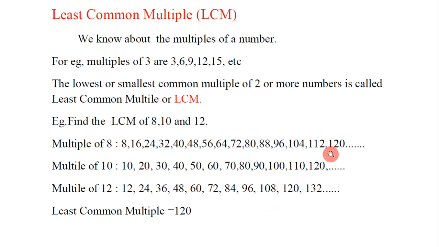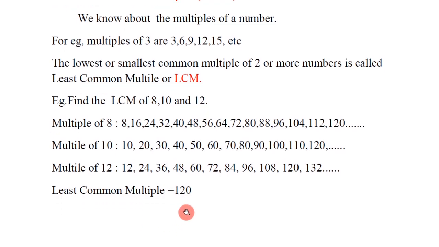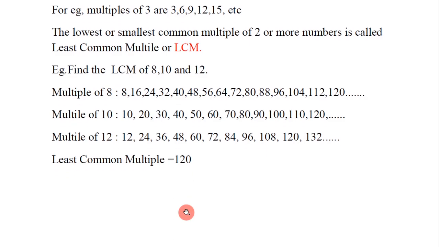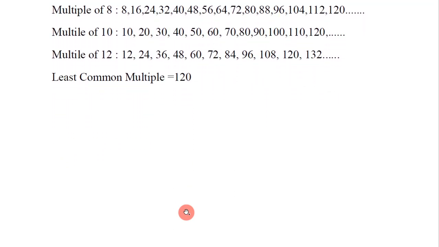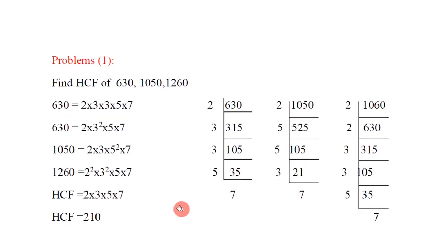We can notice that up to 120, we didn't get any common multiple for all the three numbers. So 120 is the first common multiple for all the three numbers, and some more multiples are there which are common to these numbers, but they come after 120. So among these multiples, 120 is the first and least common multiple. So we write least common multiple of these three numbers equal to 120, which we call as the LCM of these three numbers. Now consider two problems.